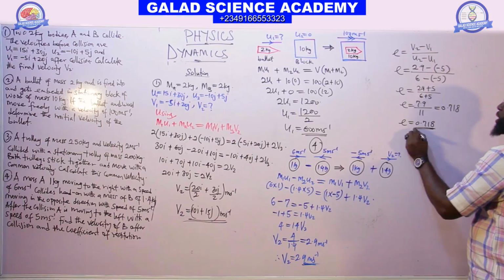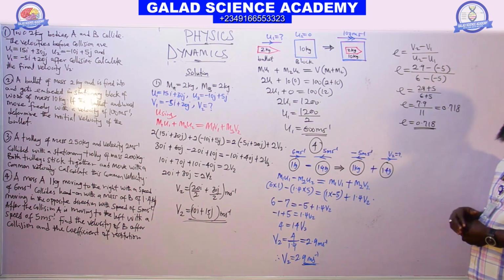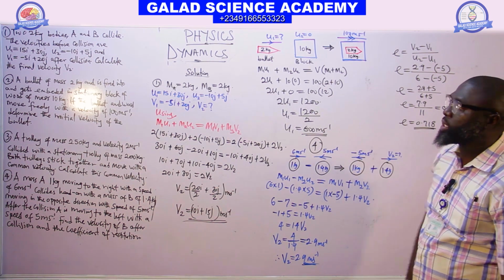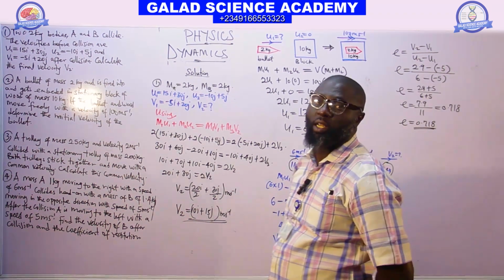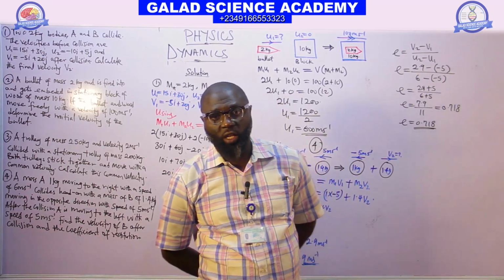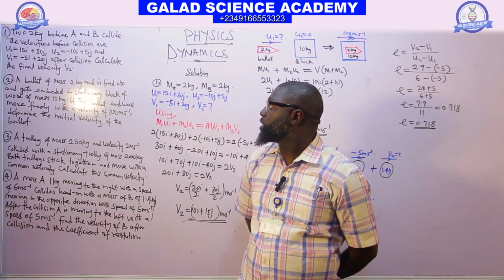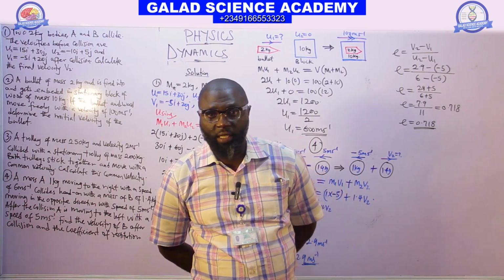0.718. When the coefficient of restitution is less than 1, what kind of collision is this? So that's all about the type of collision. We are going to rub the board and move to the next aspect of dynamics.